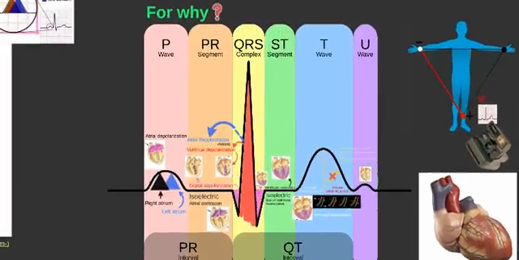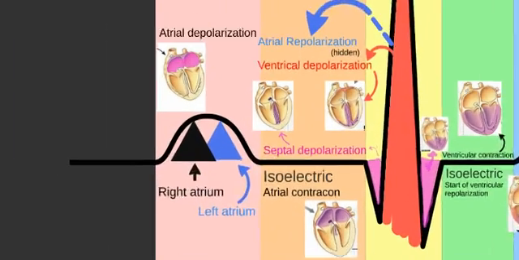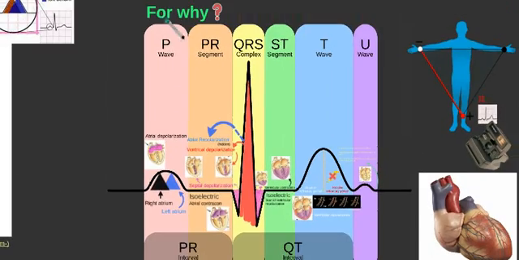So let's play a fun game that most New Mexicans like to play called For Why. Okay. All right. Let's start with the interpretation of the P wave, the PR segment, the QRS, the ST, the T wave, and then a special one called the U wave.